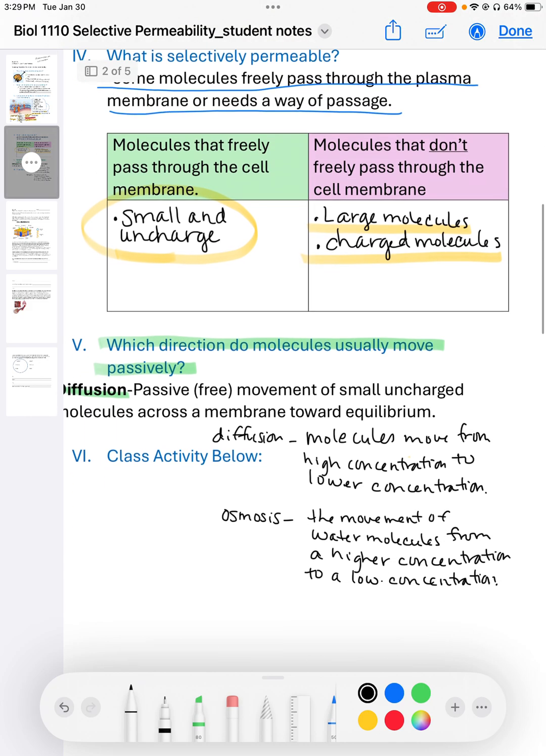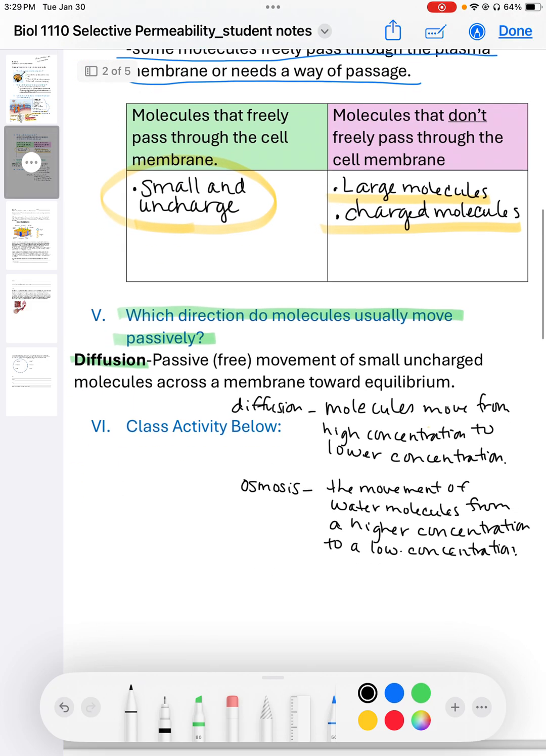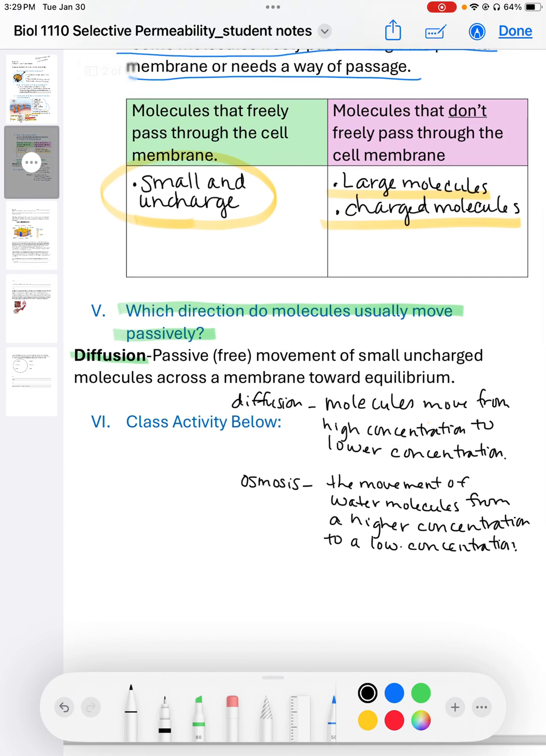And then, which directions are molecules moving? Well, that depends on diffusion. So diffusion is moving from a high concentration to a low concentration. And then osmosis is the movement of water from a high concentration to a low concentration. So those are the differences between those two.